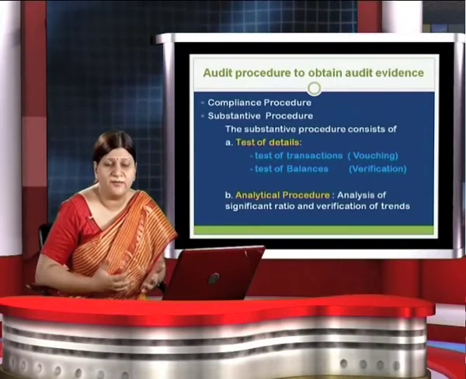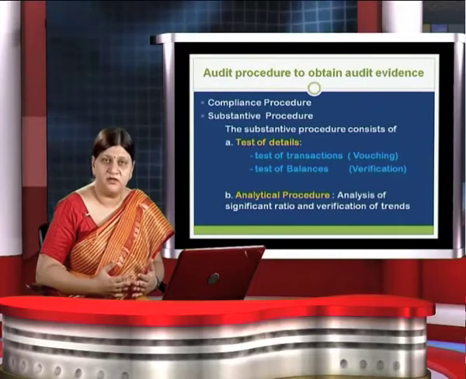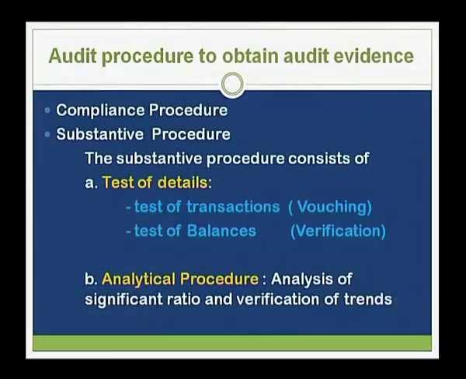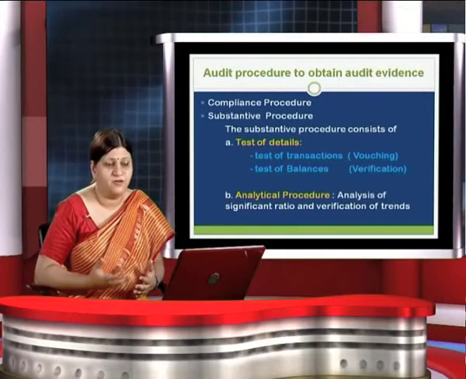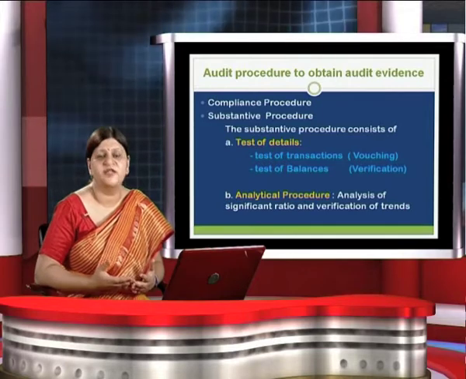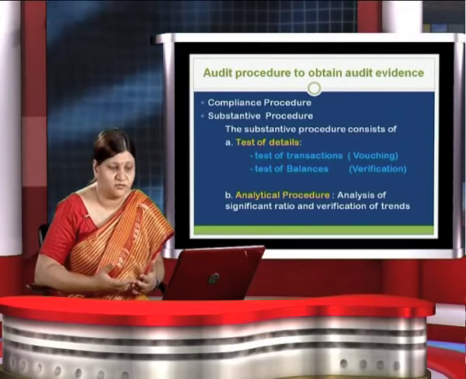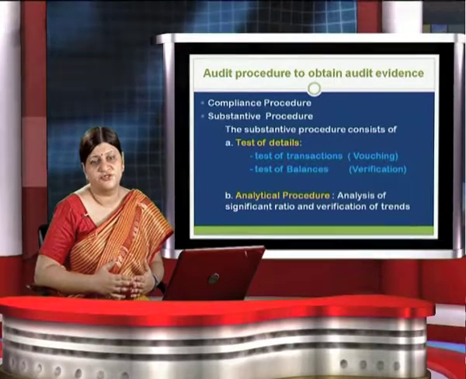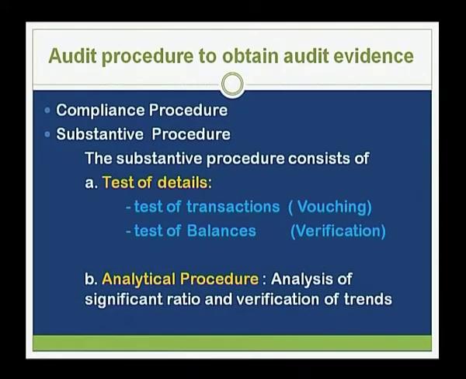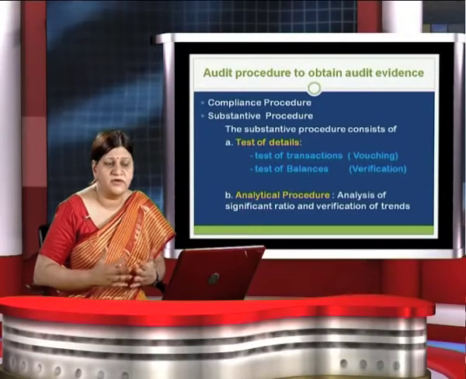Now, what are the audit procedures applied to obtain the audit evidences? Again, the two important procedures are compliance procedures and substantive procedures. Substantive procedures consist of tests of details, which include tests of transactions and tests of balances. So it is more related to arithmetical accuracy, where transactions are tested in relation to date, amount and particulars. Secondly, analytical procedures, where significant ratios are computed and which relate to the verification of trends. So these procedures would fall under compliance procedures.